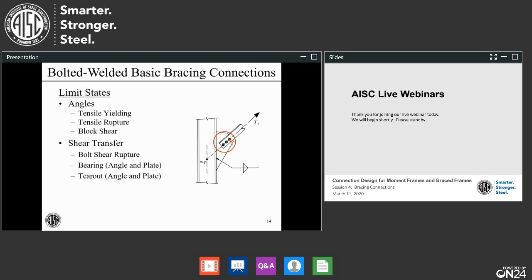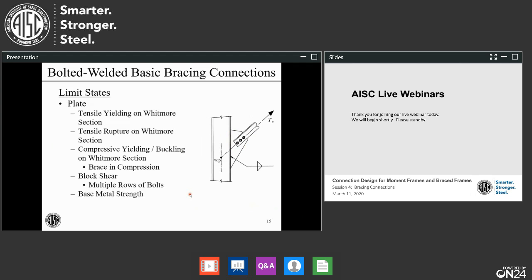Then we move to shear transfer to get the load into the plate. Shear transfer is our combined limit state that considers the bolt shear rupture strength and the bearing and tear out strength of both connected parts. We would calculate the effective fastener strength at each of the three fasteners, sum those to get phi Tn in this case to compare to T sub U.